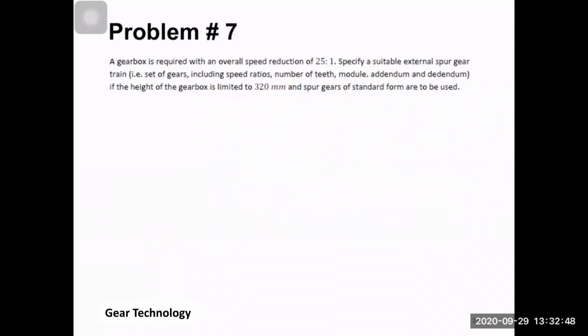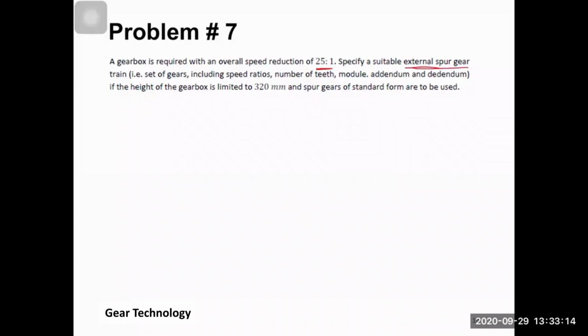This problem you're going to solve yourself at some point, but I'm going to give you some tips here. It is something to think about. It's not a task, it's not an assignment, it's just something to think about. So we have a gearbox that is required with an overall speed reduction of 25:1. So the gear ratio here is given as 25:1. Specify a suitable external spur gear.